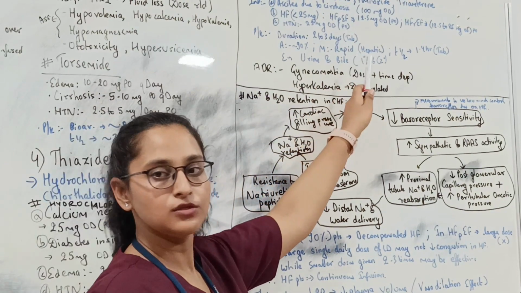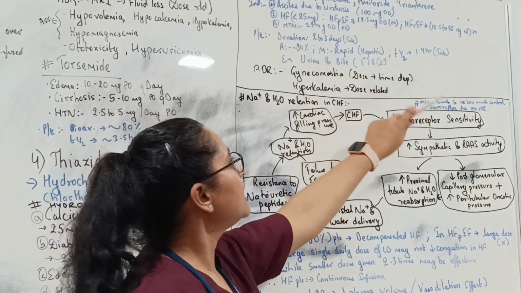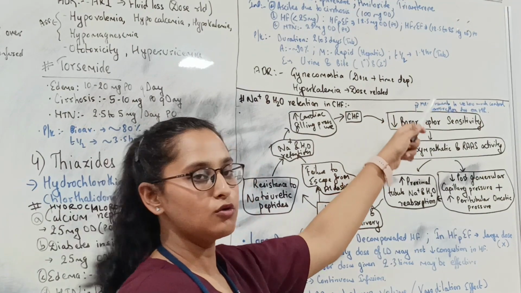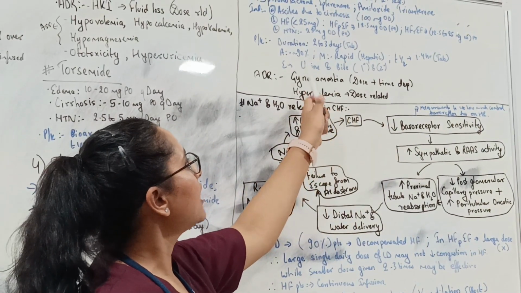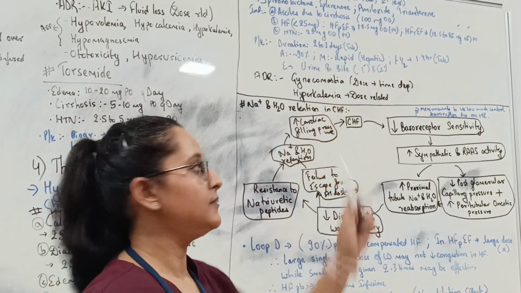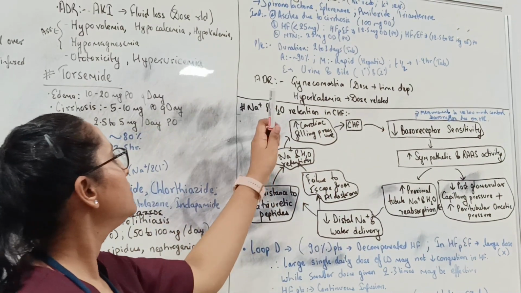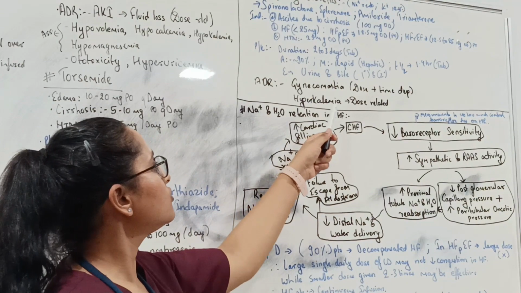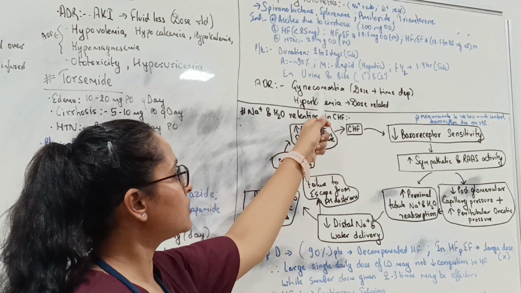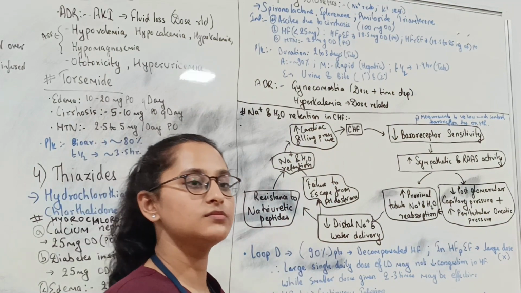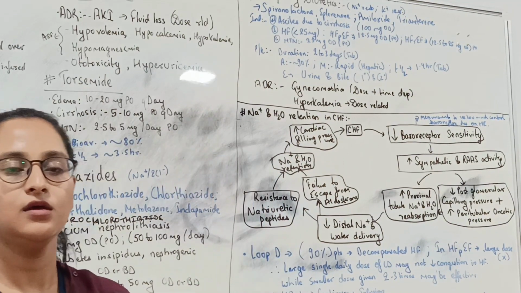Metabolism is hepatic and rapid, and the half-life is 1.4 hours in the oral form. Excretion is primarily through urine and secondarily through bile. The ADRs are gynecomastia, which is dose and time dependent, and hyperkalemia, which is dose related. Gynecomastia I explained yesterday; it is because of decreased testosterone in the male.